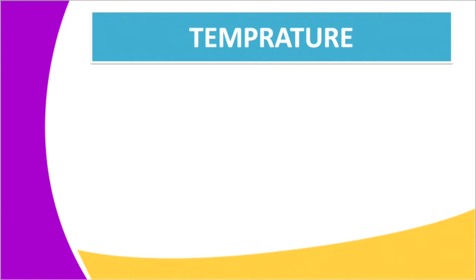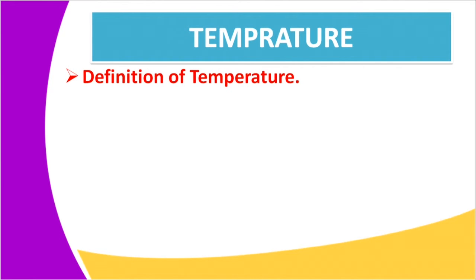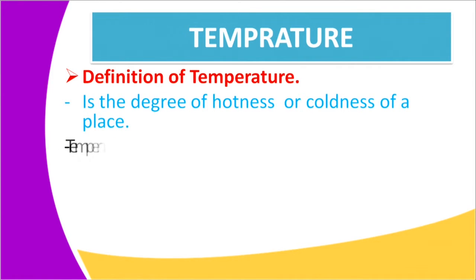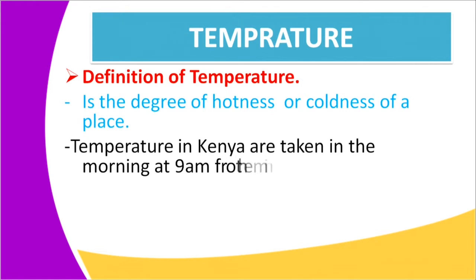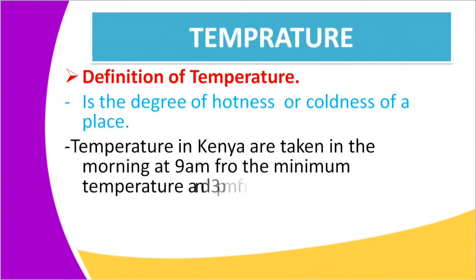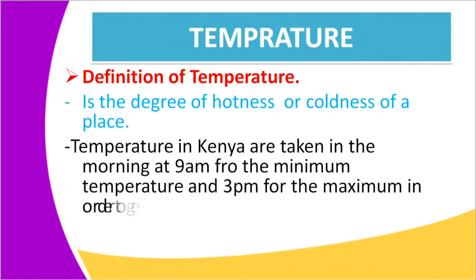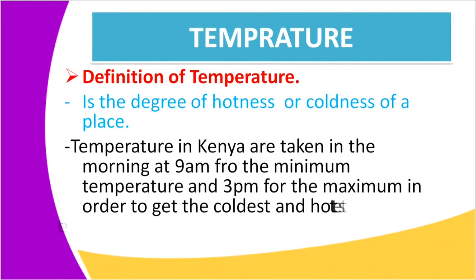For today, we are going to look at temperature. Just to remind you of what temperature is: temperature is the degree of hotness or coldness of a place. A place may include the atmosphere or a surface area. If that place is hot, then the temperatures in that place are going to be hot. If the temperatures are low, it's going to be cold. Let's say like 0 degrees Celsius, this place is cold.